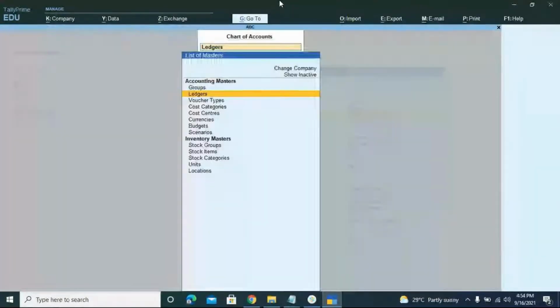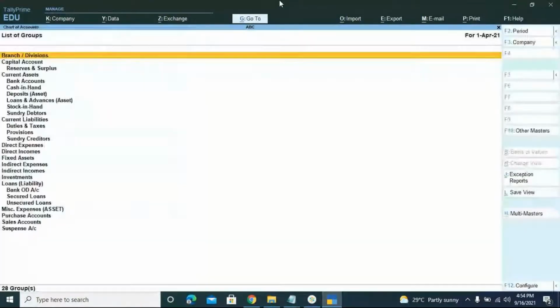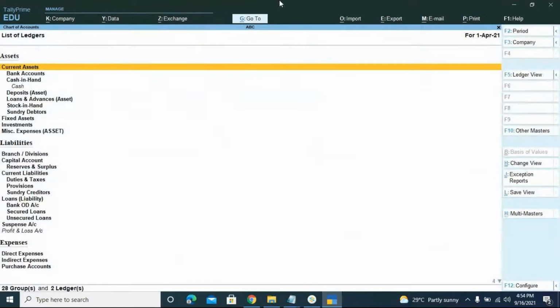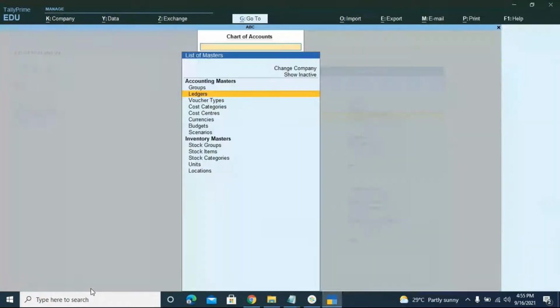The best way is to go for the chart of accounts. The chart of accounts will give you a complete list, including the number at the bottom. Because in our company which was created, we also had our own creations. Leaving aside whatever we have created, if you want to check only the default creations, it can be done. 28 groups. So how many default ledgers are appearing? We have two ledgers. One is cash, and which is the other one? It is the profit and loss account.